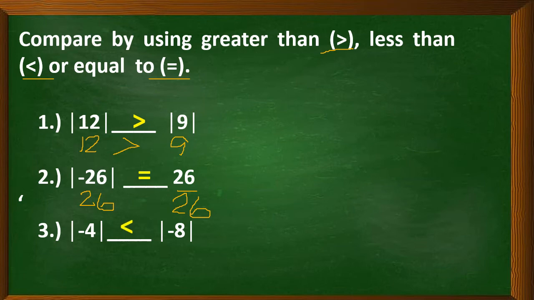Okay, less than. Because the absolute value of negative 4 is 4 and the absolute value of negative 8 is 8. So therefore, 4 is less than 8.